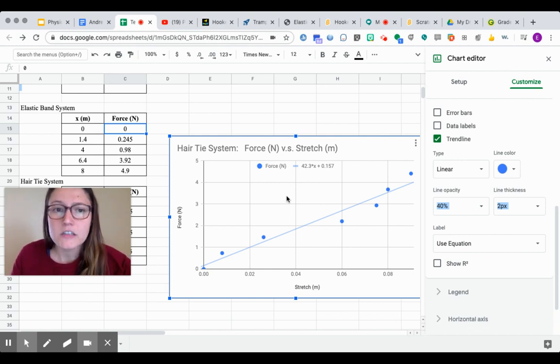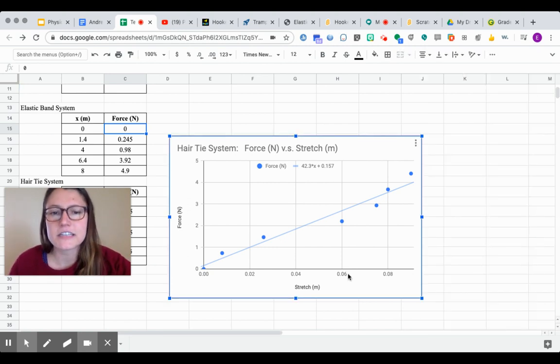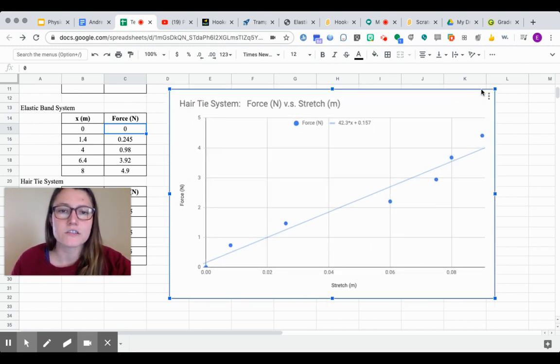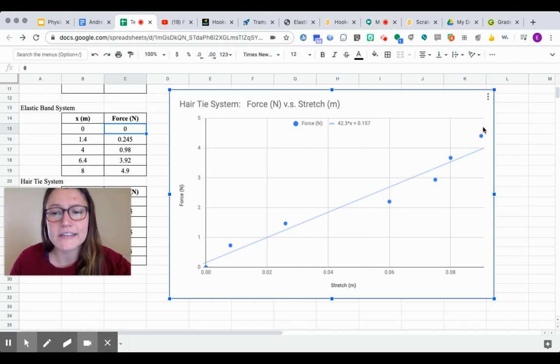So looking at our data thus far, this is the data table that represents the hair tie clementine system that I showed you in the previous video. We can see when we enlarge this graph here that the data points do not fit the linear trend line. Some of us will have a few data points that fit the linear trend line, okay?